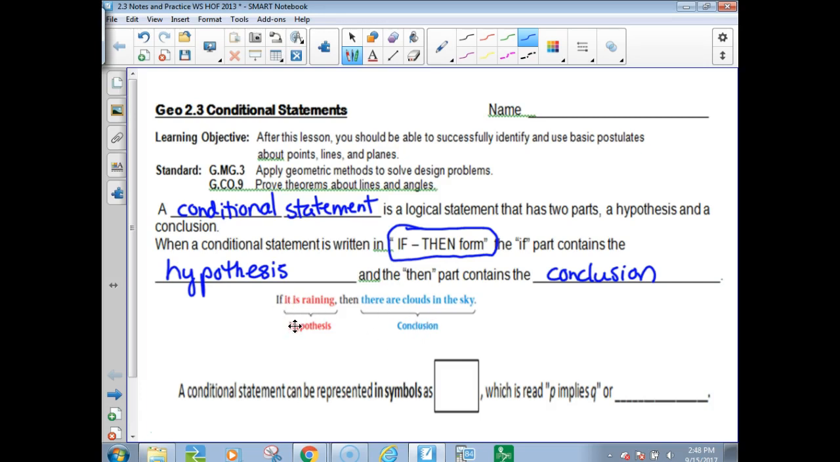So here's a statement that's in if-then form. It says, if it is raining, then there are clouds in the sky. The part it is raining is the hypothesis. The part there are clouds in the sky is the conclusion. A conditional statement can be represented in symbols, written P, then an arrow Q, and that is read P implies Q, or if P, then Q. That arrow means implies.